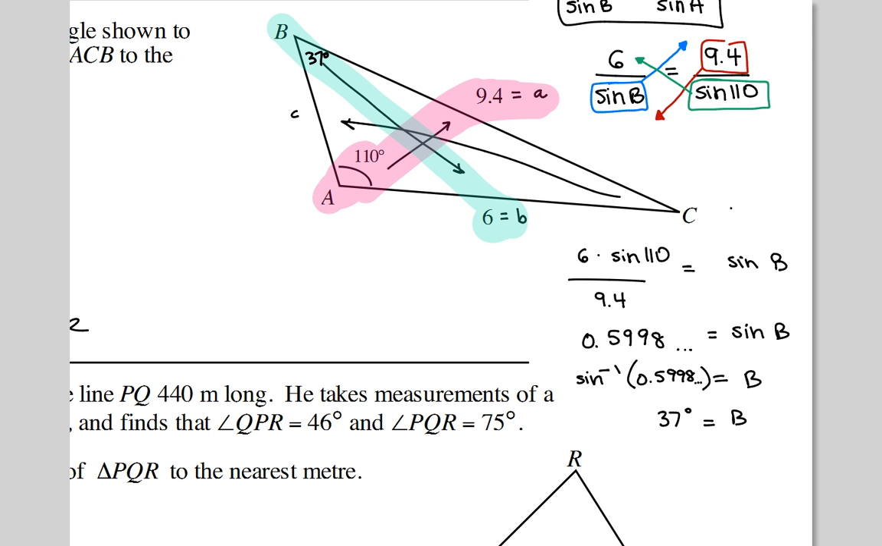And then we can also solve for C. How to get C really easily? All the angles in a triangle add up to 180. So 180, take away 37, take away 110, and you get the angle at C. You guys getting 33? So 33 and 37, that's what you're looking for.